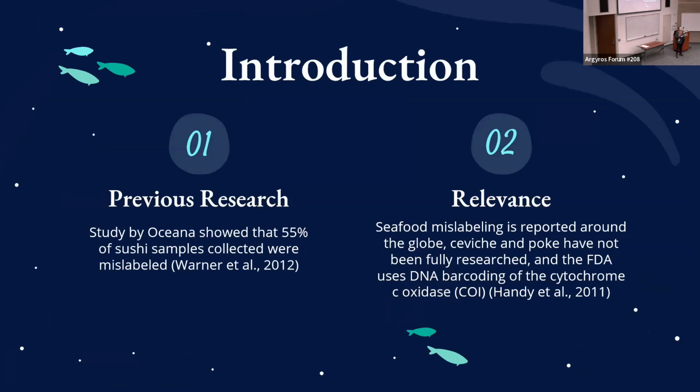So my introduction: previous research has been done by Oceana, showing that 55% of seafood from sushi restaurants was mislabeled. So 55% is obviously a little bit more than half, which is a lot. And then also the prevalence of the study. Seafood mislabeling happens around the world and of course in the United States. Also, it's used by the FDA, the CO1 region, which I'll talk about a little bit later, is what we amplify to get the species to compare it to what's on the menu.